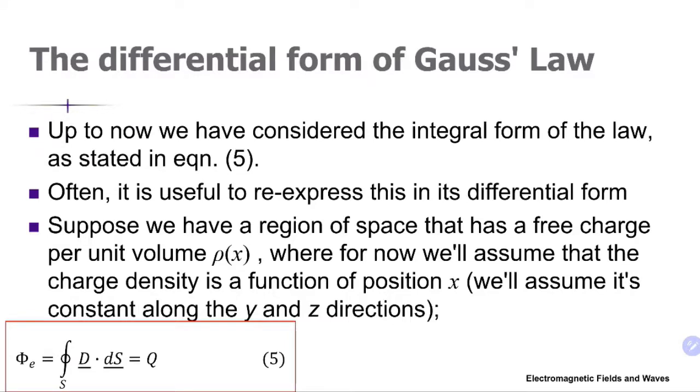Suppose we have a region of space that has a free charge per unit volume, so we use the symbol rho. Rho is Q over the volume, so per unit volume, where for now we assume that the charge density is a function of position x. So it's changing in one direction and constant in the other two dimensions. We assume it's constant in the y and z directions and only changes in the x direction.